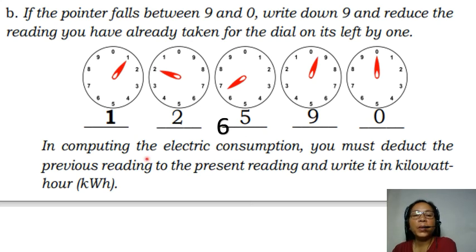So, in computing the electric consumption, you must deduct the previous reading to the present reading and write it in kilowatt hour. So, you have kWh. Okay? Deduct daw si previous. Ibig sabihin ng deduct is ibawas natin si previous kay present. Okay? So, pag inayos natin yan, magiging present sa taas minus previous sa baba. Okay? So, yun ang ibig sabihin, you must deduct the previous reading to the present reading.